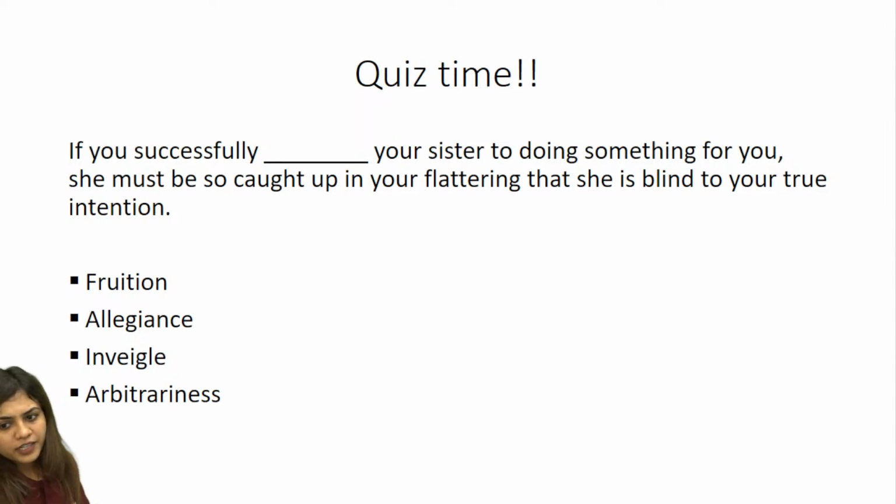If you successfully dash your sister to doing something for you, she must be so caught up in your flattering that she's blind to your true intentions. I think there have been instances where we have tried to successfully dash our siblings so that they can start doing what you want them to do. So, what should be the answer?